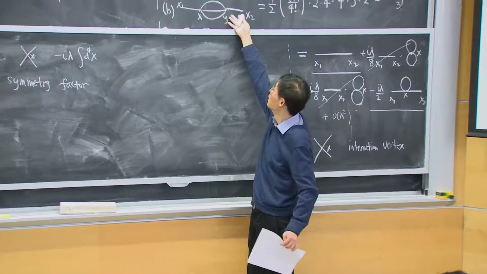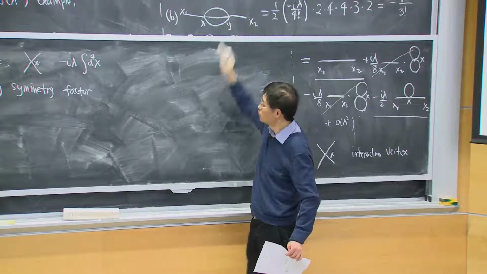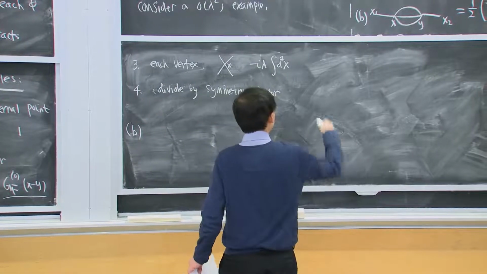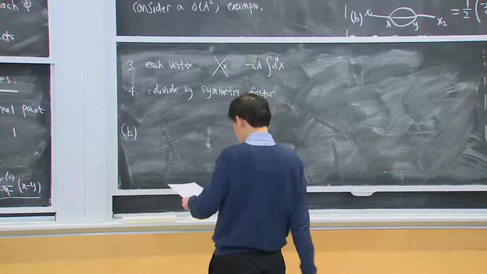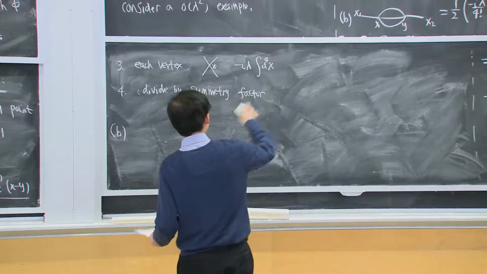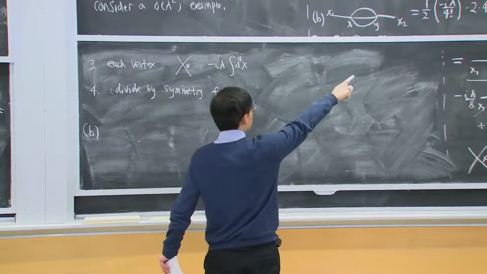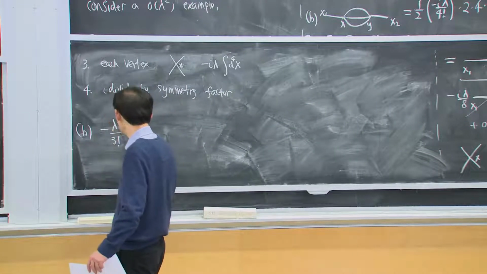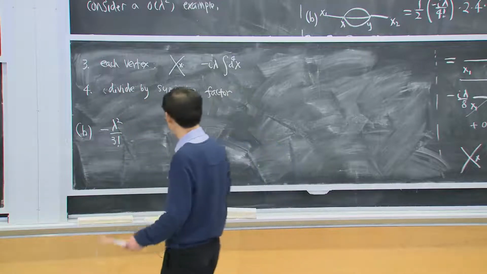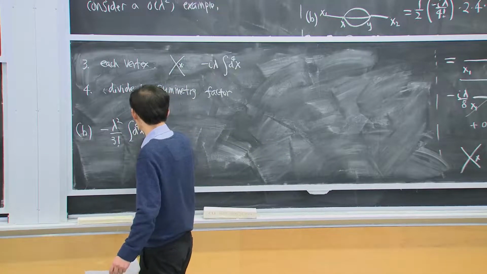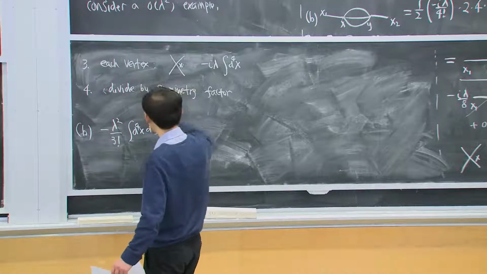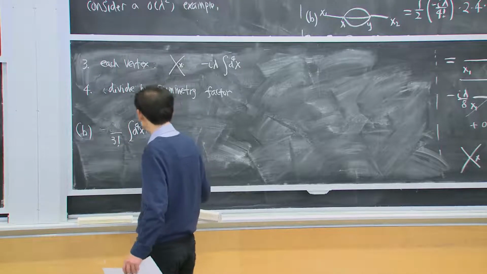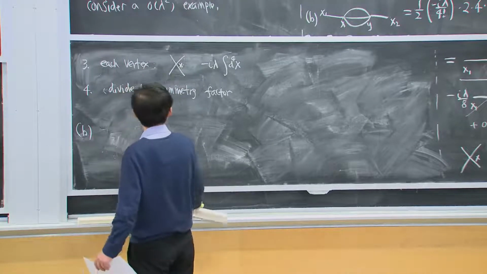Okay, so let me give you an example. For B, as an exercise, you should try to do each of them yourself, but let me just give you one example. For B, you have first the symmetry factor, lambda squared divided by 3 factorial. Sorry, let me just strictly follow this rule, okay?